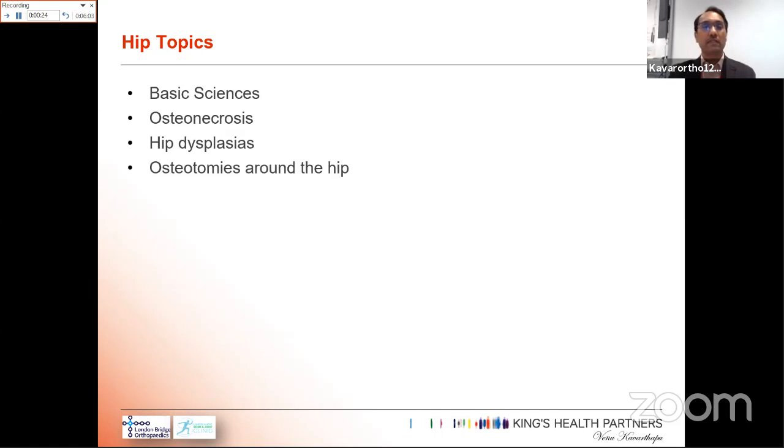If you look at the hip topics covered during the FRCS ortho exam, they are quite numerous and vast. They do ask questions about basic sciences in the viva and in the clinicals as well. Osteonecrosis is still a very popular topic in the hip region. Hip dysplasias, a lot. Osteotomies around the hip as well are commonly asked. Hip impingement was not really covered about 10, 12 years ago, but it has become quite a common topic more recently in the FRCS ortho exam. So it is critical that you understand the essential components of hip impingement treatment.